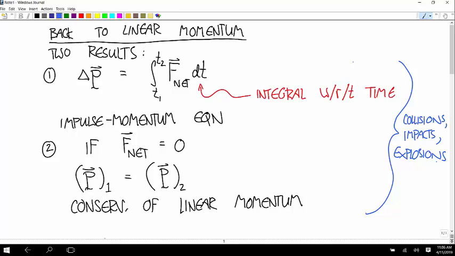Conservation of linear momentum is really useful with explosions, because an explosion is all internal forces, so there's no net force acting on the object. And so if this thing explodes and you can measure the momentums of the pieces after the explosion, or some of the pieces, you can figure out the momentum of the other piece.